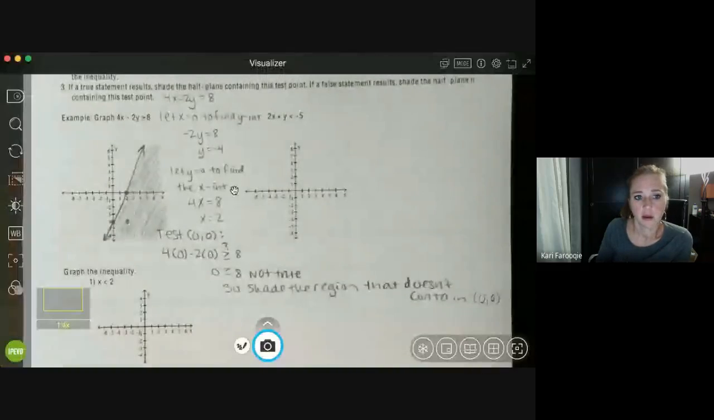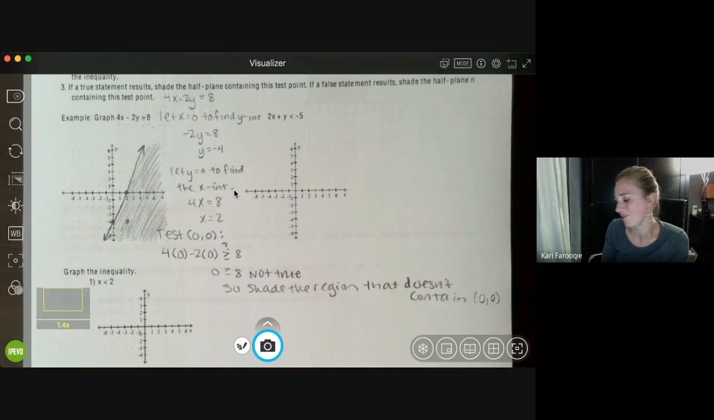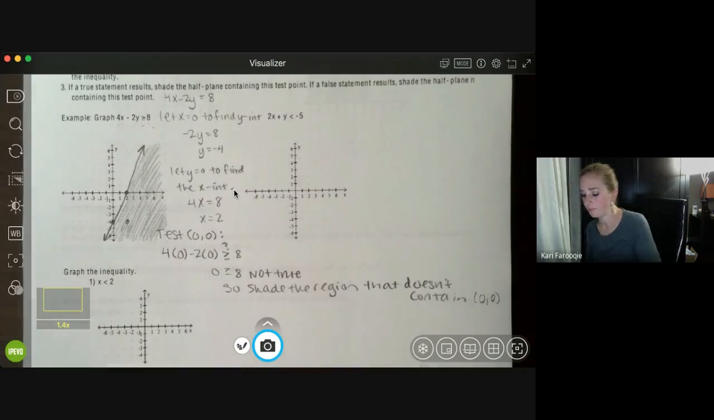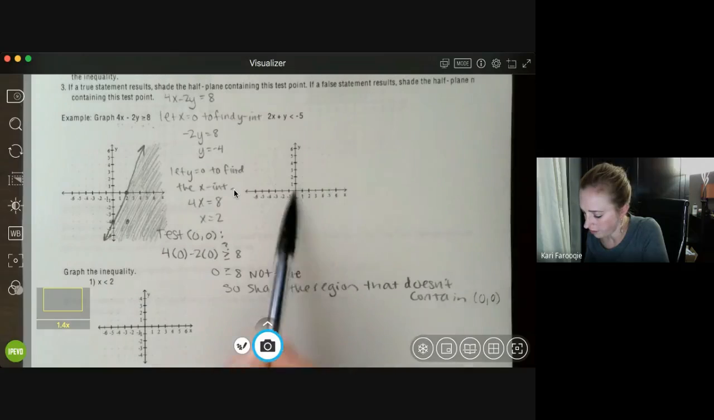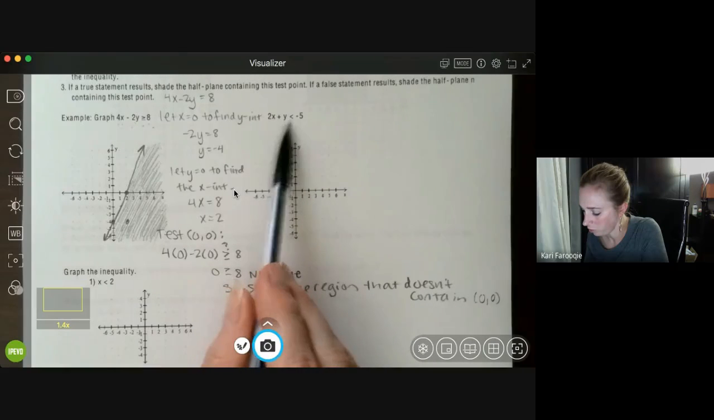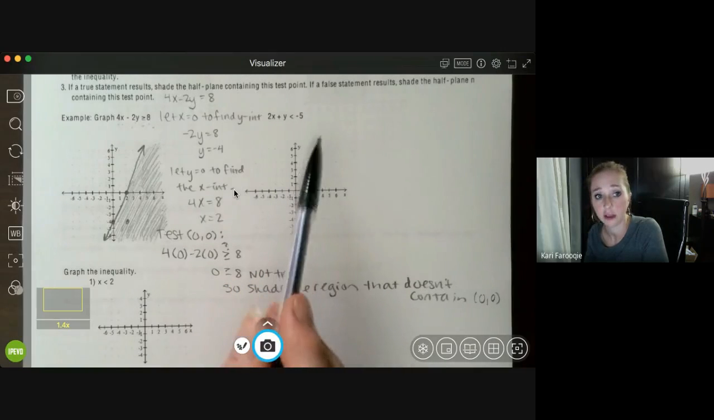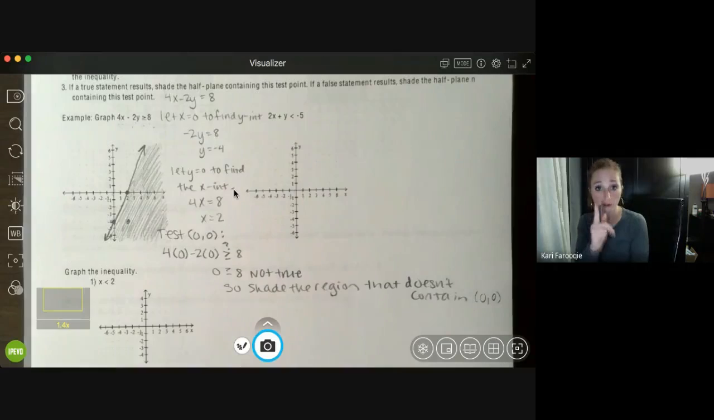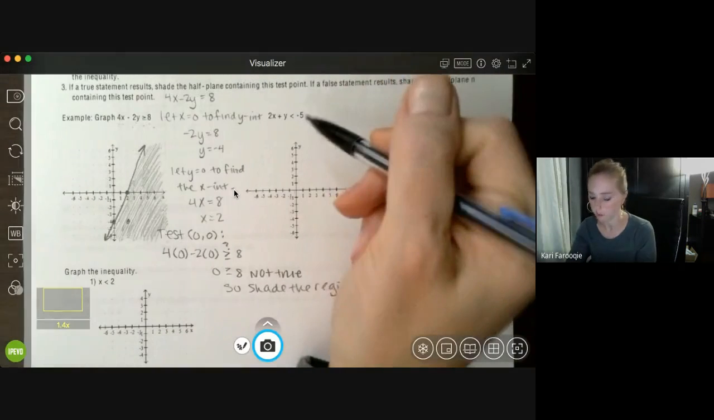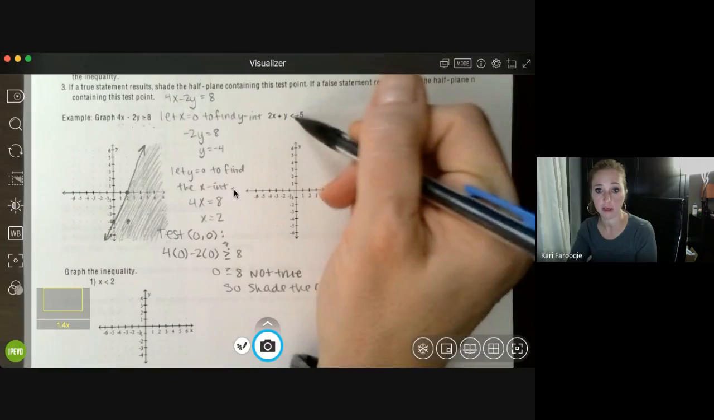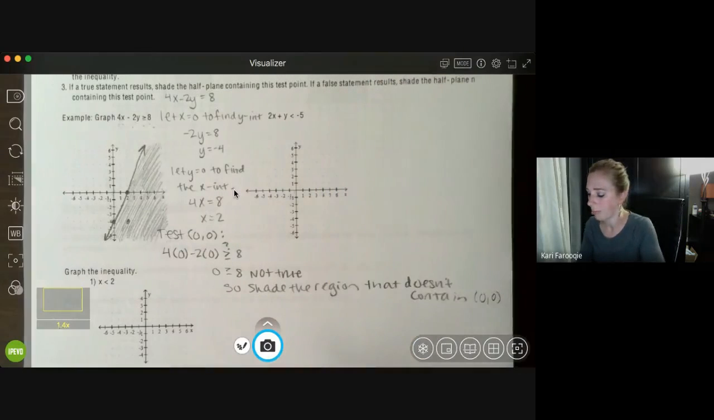Okay, so let's do one more, and then we'll be done until Monday. So let's do this one. 2x plus y is less than -5. So in this case, when you graph the line, you're going to have to graph it dashed or dotted if you want to do it that way, because you don't have the equal to in the inequality.